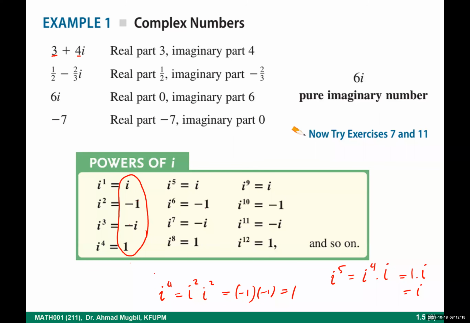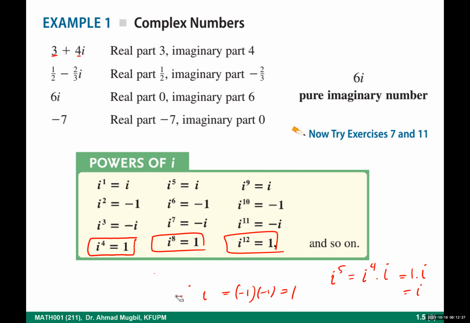Okay, how do we know the power of a big number? The idea or the criterion is here. Look, i to the power 4, i to the power 8, i to the power 12. Always when you have multiples of 4, i to the power 4, 8, 12, 16, 20, 24, 28, and so on, it is always 1. So this will help us a lot to find the powers of i to any power.